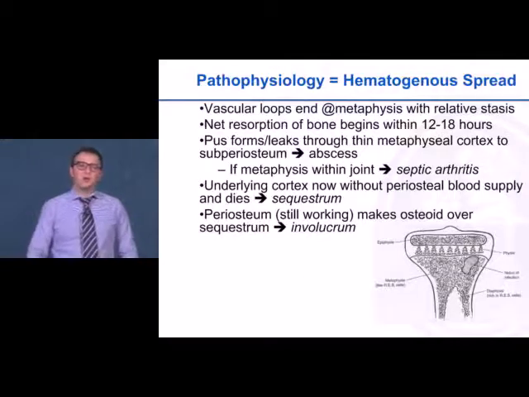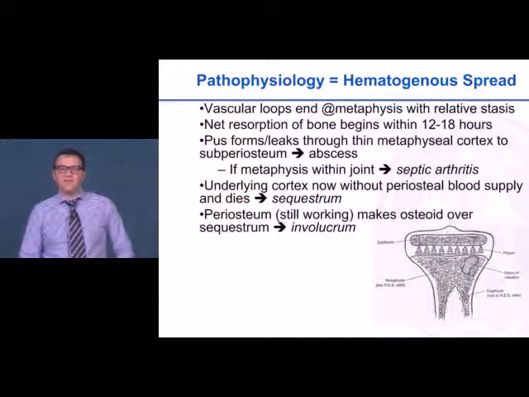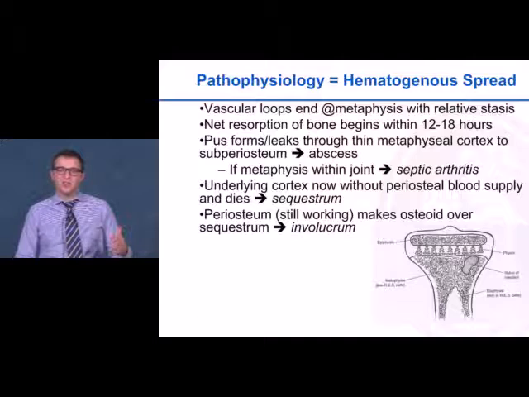So parents will always say, why did they get this? How come my child got an infection? And it's really related to the pathophysiology of hematogenous spread. There are vascular loops which occur at the metaphysis, and this results in slow or sluggish blood supply around the metaphyseal area in young children. That slow blood supply allows bacteria to hop out of the circulation and into bone.